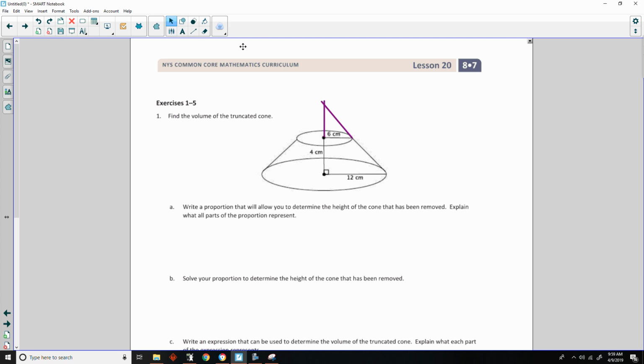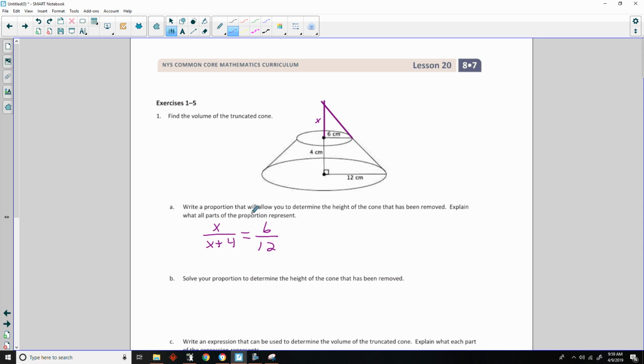Okay, so there's our cone that was cut off. I don't know this height here. So the proportion of the smaller cone would be the height of the smaller cone over the whole thing, which would be x plus 4, equals 6 over 12.